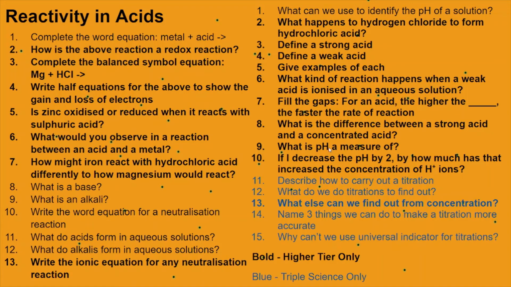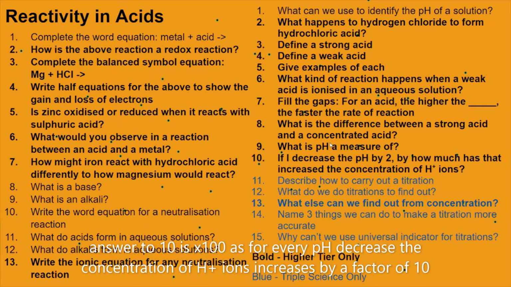But if you have a really dilute strong acid and a really concentrated weak acid, then you may well get more H plus ions in the concentrated weak acid than the dilute strong acid. So pH takes both into account and just measures the concentration of H plus ions, which ultimately dictates the reactivity of an acid.